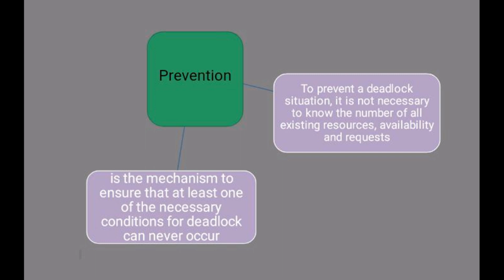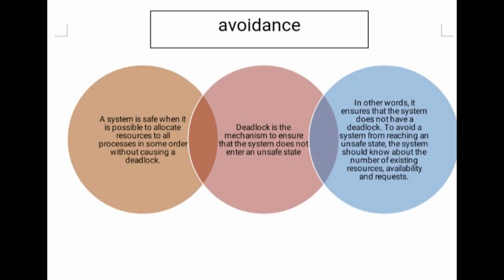Furthermore, the resource allocation for deadlock prevention is conservative. Next, avoidance. A system is safe when it is possible to allocate resources to all processes in some order without causing a deadlock. Deadlock avoidance is the mechanism to ensure that the system does not enter an unsafe state. In other words, it ensures that the system does not have a deadlock.